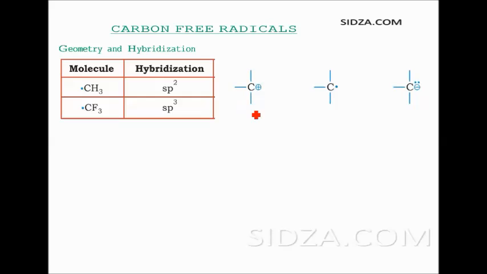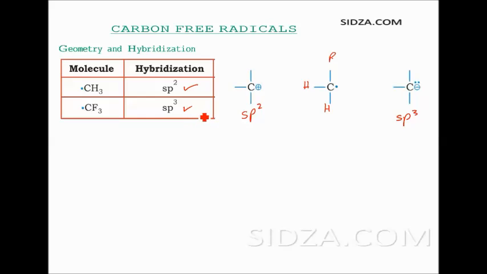If you look at the carbocations, we know they have sp2 hybridization, and the carbanion has a hybridization of sp3, like a pyramid. The carbocation is sp2 hybridized, it is planar. While free radicals have a hybridization between sp2 and sp3, depending on what kind of groups are attached there. If it has alkyl groups attached, then it will be sp2 hybridized. But if it has electron withdrawing groups attached, then the hybridization will be sp3.